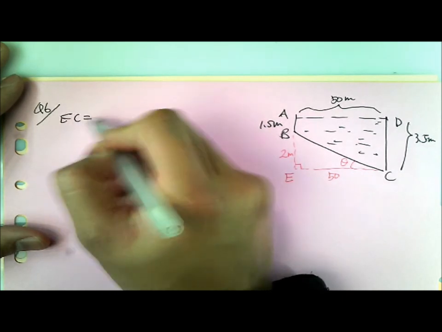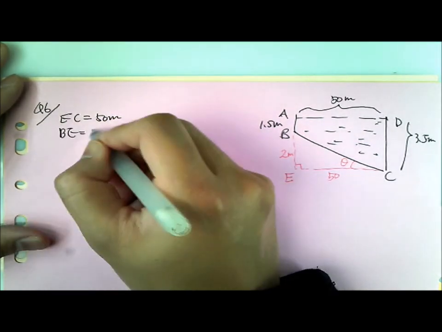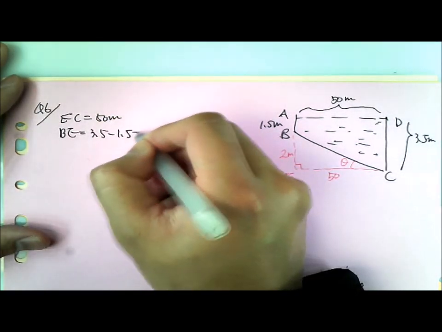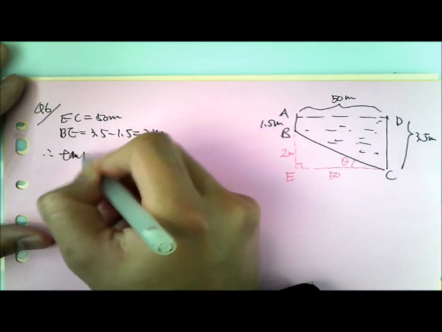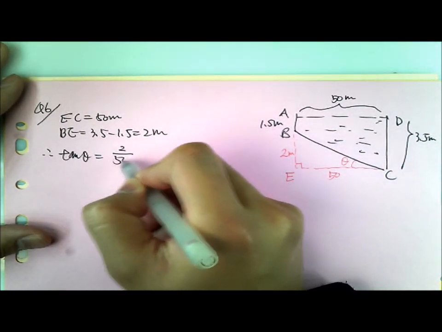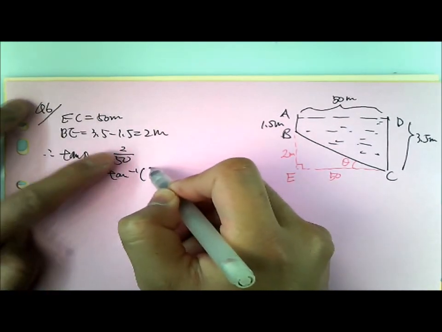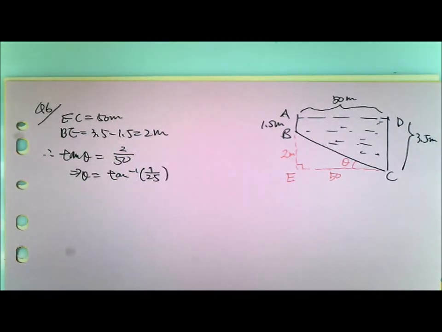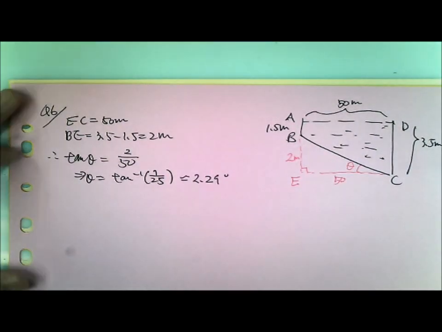Actually, EC equal to 50 m, and then BE equal to 3.5 minus 1.5 equal to 2 m. So what we have, you can do a tangent, right? Tangent theta equal to 2 divided by 50. Okay, and then theta, go to your calculator, arctangent. After simplify, it would be 1 divided by 25, and then here is just 2.29 degree. Okay, so we make a conclusion.